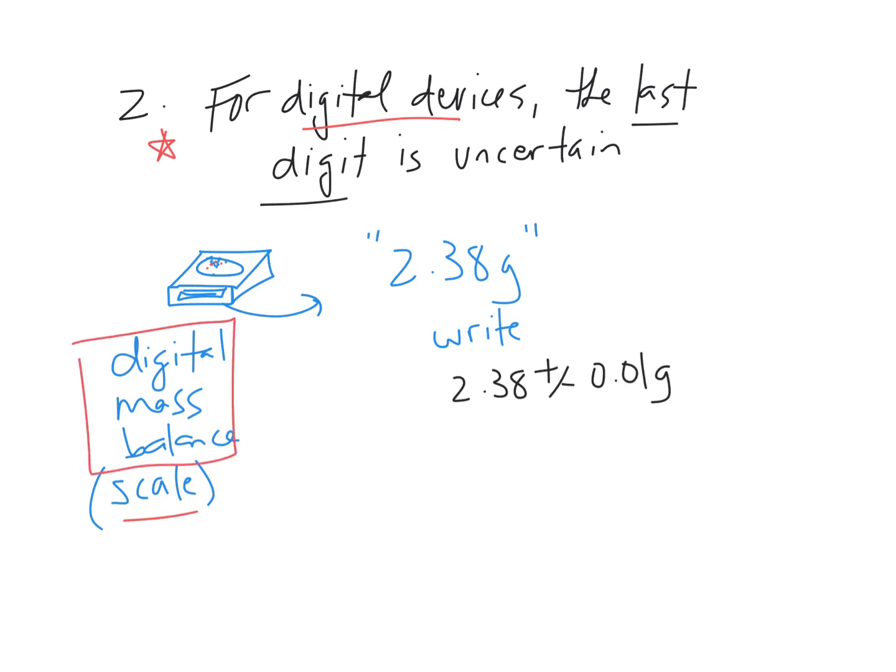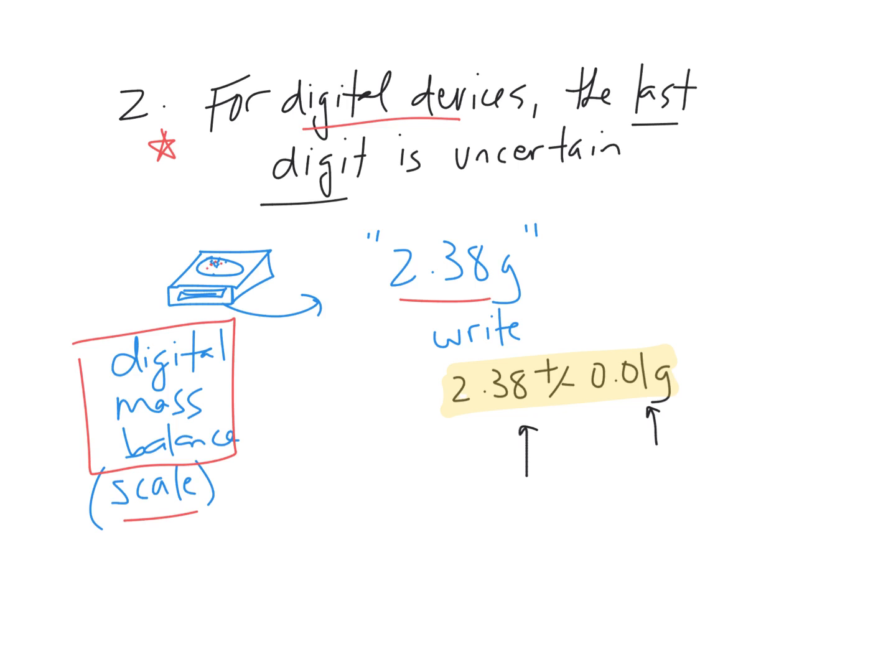But when you're taking a value off a digital mass balance, and maybe the balance reads 2.38 grams, well, what you should write is, as you see here, 2.38 plus or minus 0.01 grams. That acknowledges the fact that we're only so certain about that place value, because that is as precise as the mass balance is. So you would at least put that much uncertainty.